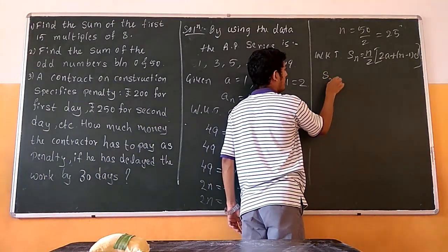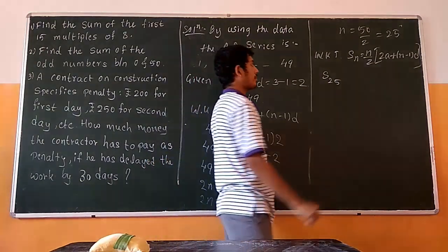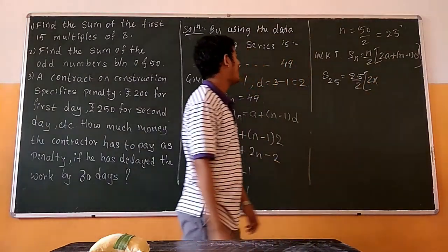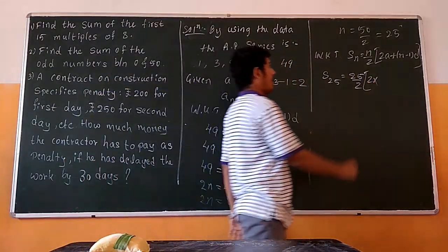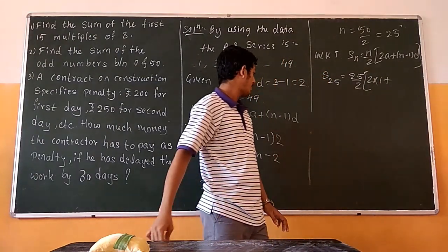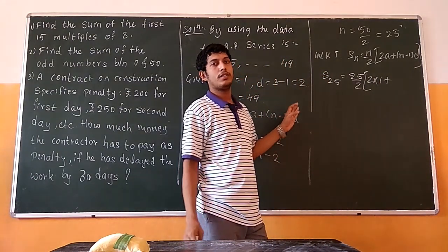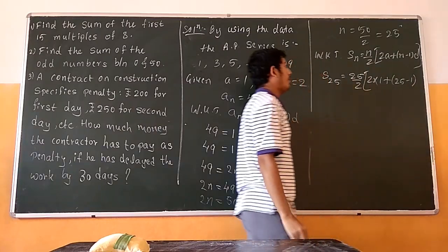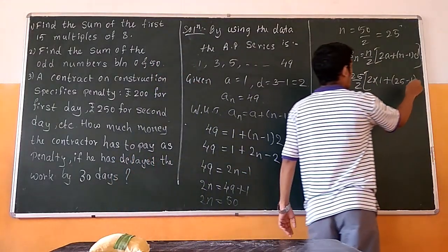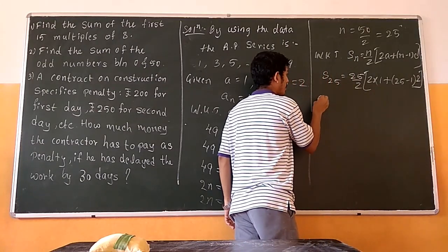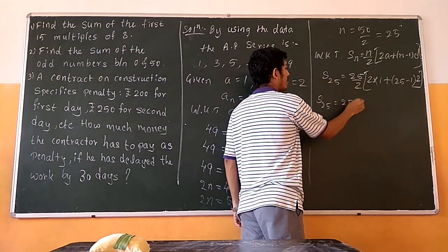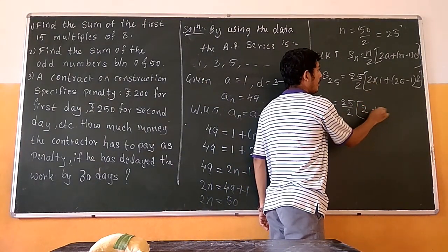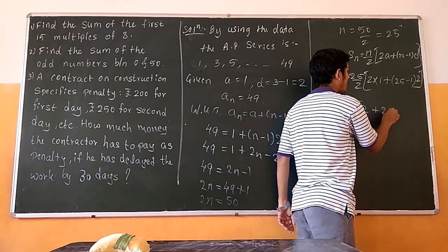As totally 25 terms are present, it becomes 25 by 2, and the value of a, the first term, is 1, plus n minus 1, so 25 minus 1, and the value of d is 2 here. So S25 equals 25 by 2 into 2 ones are 2 plus 25 minus 1, it becomes 24 into 2.